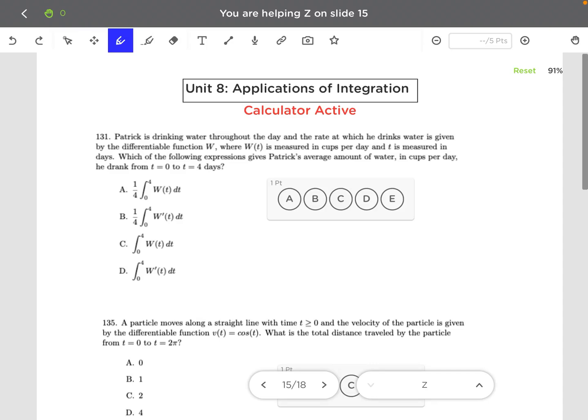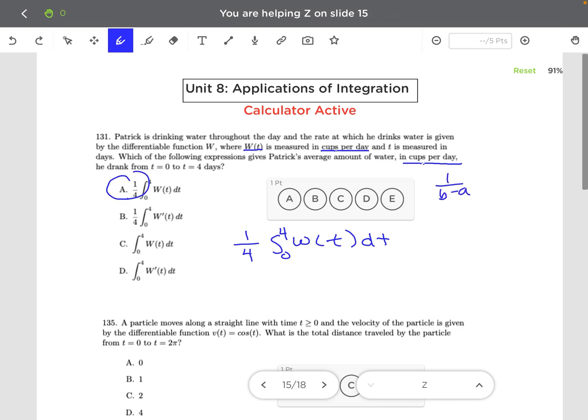Okay, it says Patrick is drinking water, and the rate at which he drinks water is given by W. So W is the rate. Which of the following gives Patrick's average amount of water in cups per day? So the units are cups per day, so W of T is cups per day. So we're going to integrate that, and to get the average, all we do is divide by the interval, which is 1/4. So your answer choice is A.